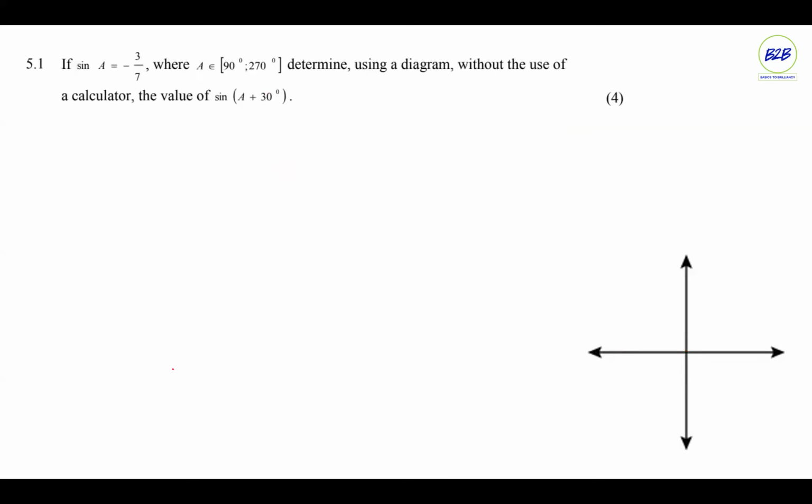Now, I have a challenge for you. We are given 2 pieces of information once more, that being the first, and then we are given the second piece of information, that being the second. Using those 2, pick a quadrant, sketch a diagram, label your diagram, and then answer this question, which is sine of A plus 30 degrees. And that, folks, is an expression of a compound angle of sine.